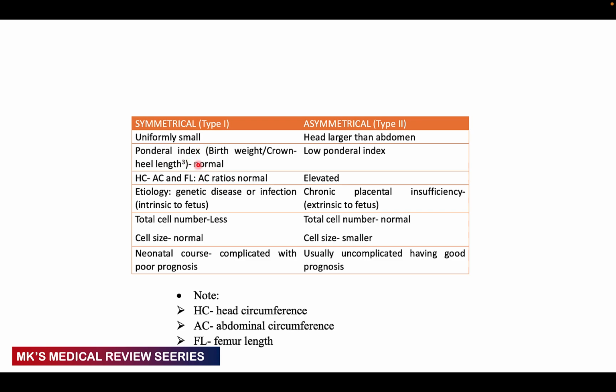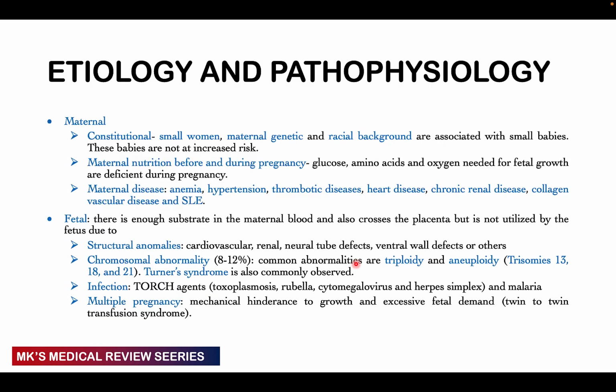Those that have symmetrical IUGR generally have a neonatal course that is complicated, with a poor prognosis, whereas those with asymmetrical usually have an uncomplicated course with a good prognosis. So what are some of the causes of IUGR and the pathophysiology that is linked to this? We may divide it as maternal. It may just be constitutional.